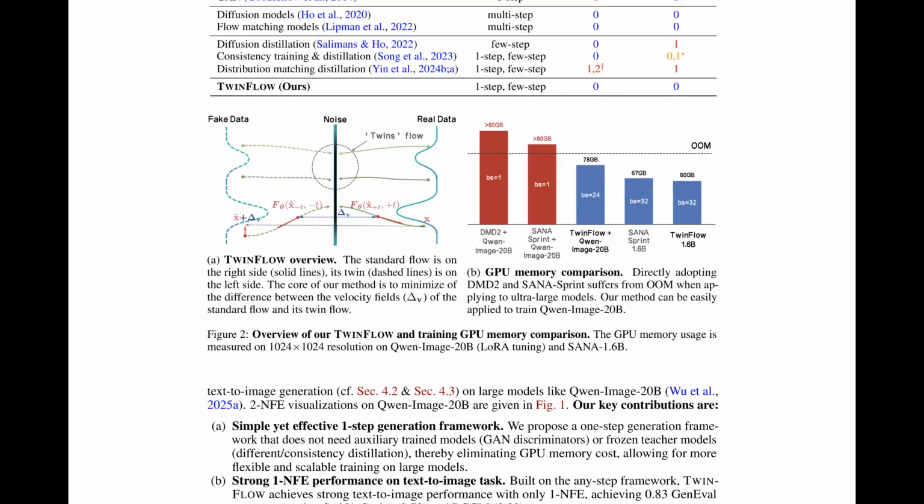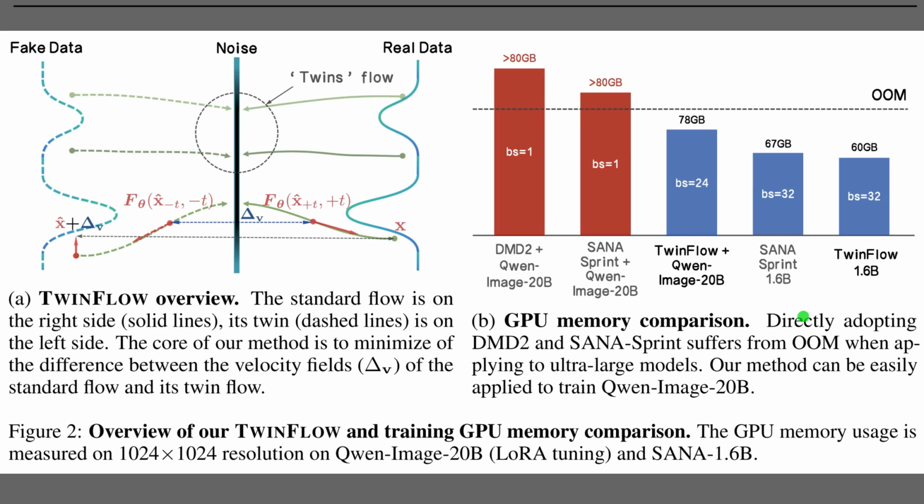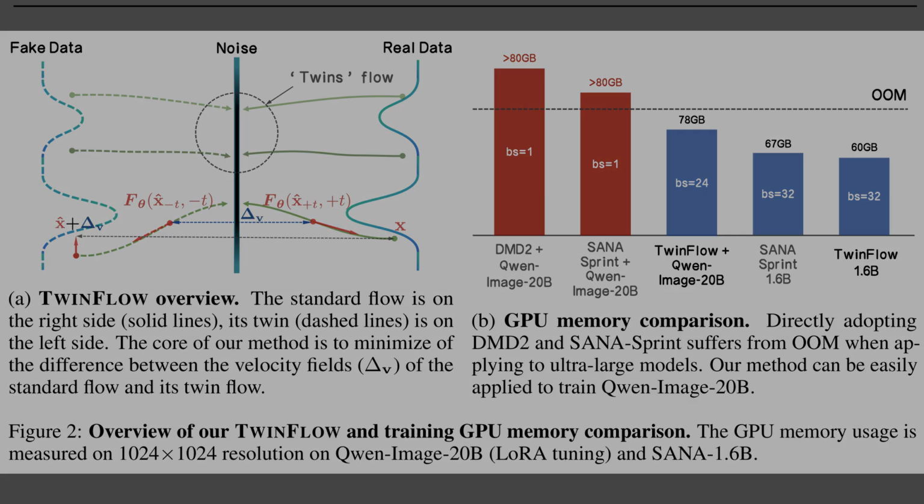Figure 2 explains both how TwinFlow works and why it scales so well. The left diagram shows 2 mirrored flows, one from noise to real data and one from noise to fake data, and the method trains them so their velocities match, which creates a self-adversarial signal without a separate discriminator. The right bar chart compares graphics card memory, showing that prior distillation methods run out of memory on QNImage20B, while TwinFlow trains comfortably within a single high-end card.